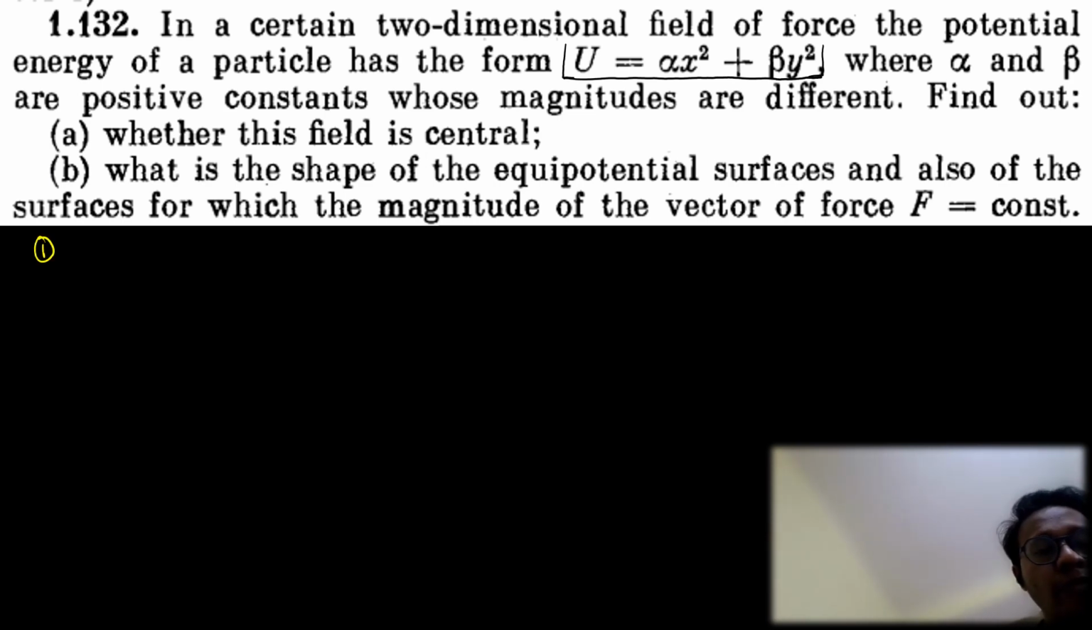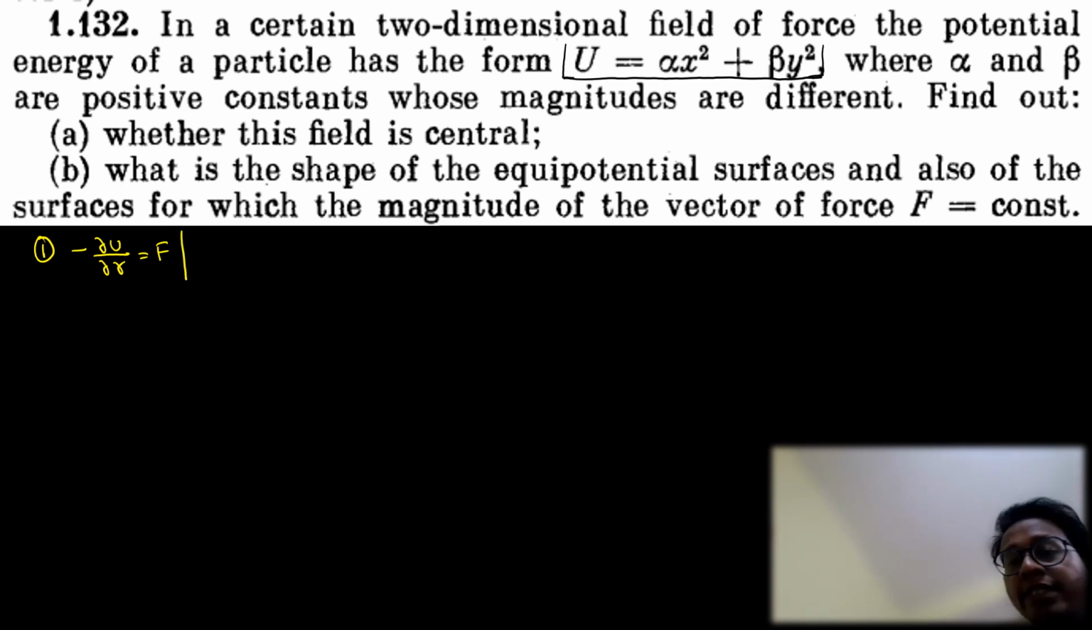From the previous problem we know that minus dU by dr is equal to force, no? Or you differentiate potential energy with respect to displacement, you get force. But how do I get the force vector?